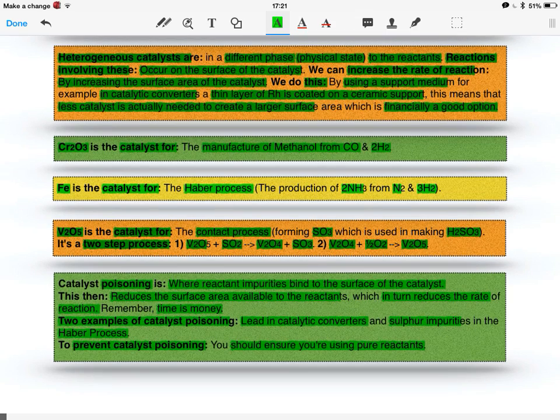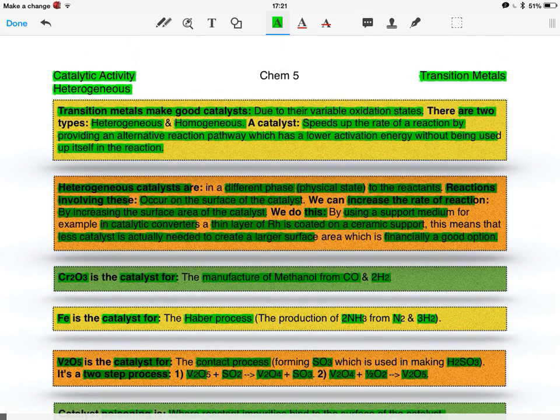So that's it for the heterogeneous catalysts, the basics, and catalyst poisoning. In the next video I will go on to the homogeneous catalysts.